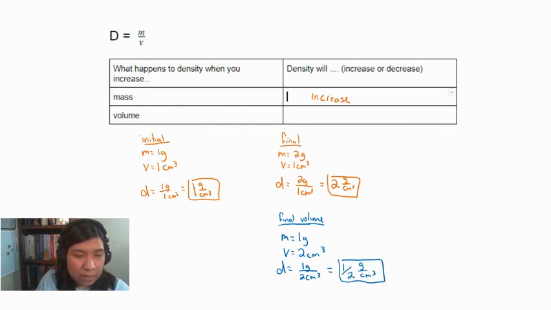And now when we compare that to our initial, we're basically going from 1 to a half. So that means that your density decreased. I'm going to go ahead and put decreased. And that's it. That is one way that you can figure out the effects of mass and volume on your density.